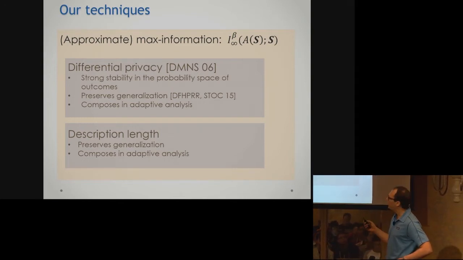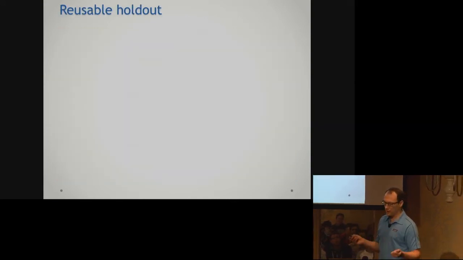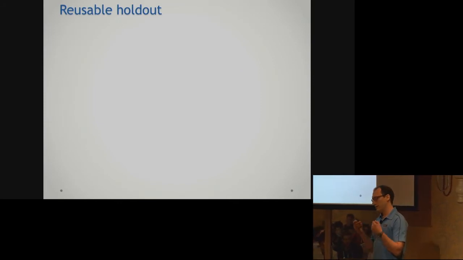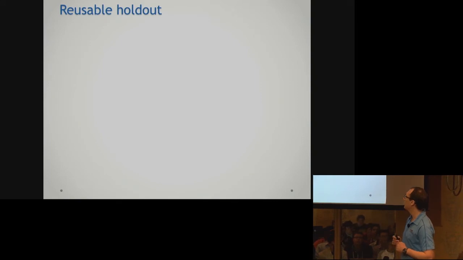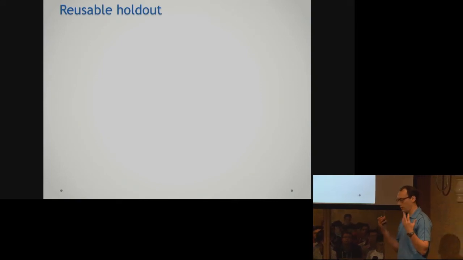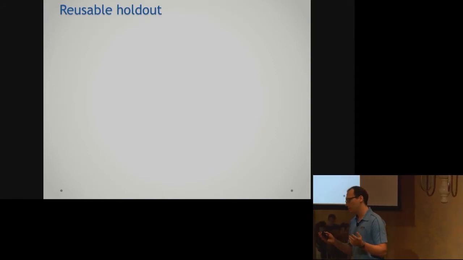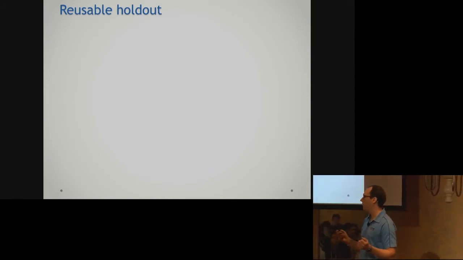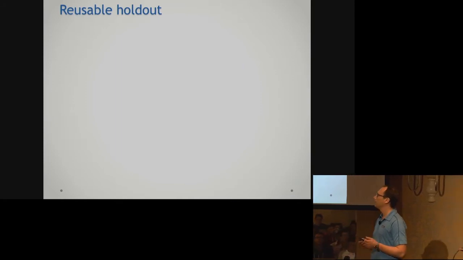We have various applications of these techniques, and one perhaps most interesting context is the reusable holdout. As I have mentioned, you cannot reuse a holdout and still get the same guarantees. If you reuse a holdout adaptively, you will not have the same guarantees. What we show is that there is a way to implement the holdout to estimate the error of various predictors that will work, which will be reusable.